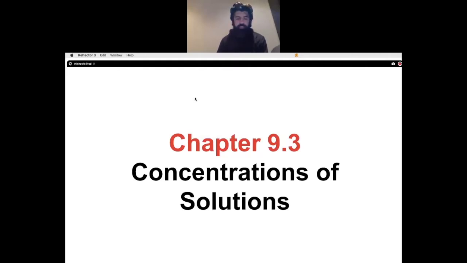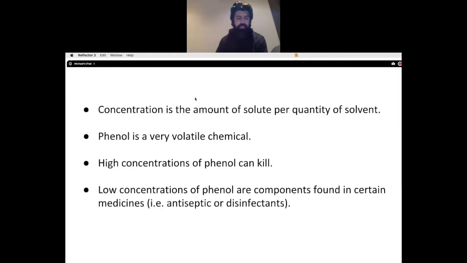Okay, so let's begin here. Concentration is the amount of solute per quantity of solvent. So you're always looking at the amount of solute in comparison to the solvent that you are using. Okay, so here's an example.